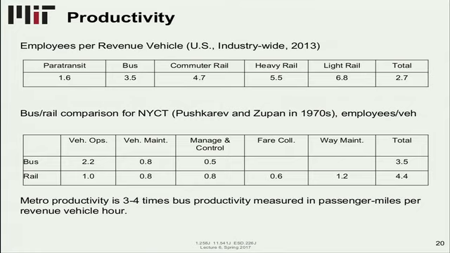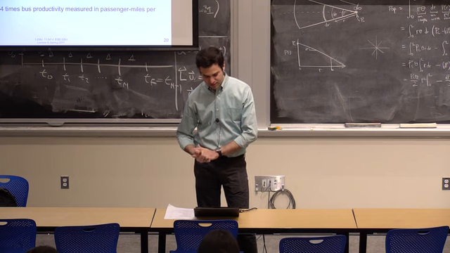So overall, it's higher for rail than bus, but you do have a higher productivity for metro if you measure it in passenger miles per revenue vehicle hour.